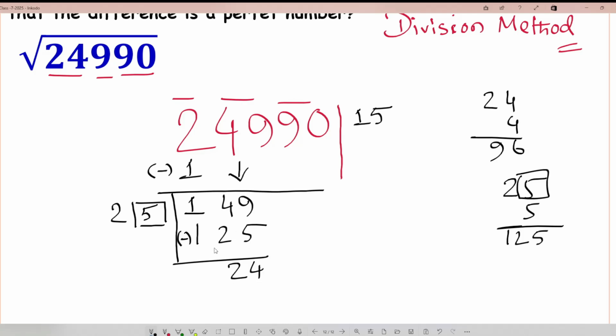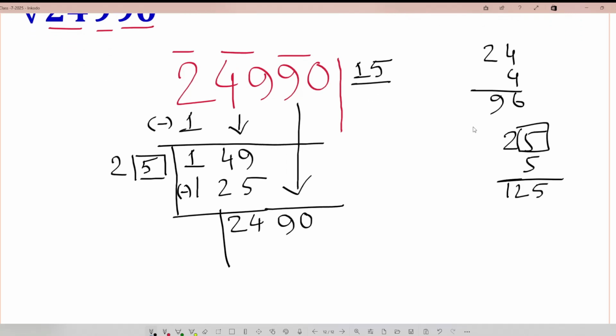Now we bring down the next pair, which is 90, and we double the quotient. 15 times 2 is 30. Here is again a space, and we use the number whose result will be 2490 or less than 2490.